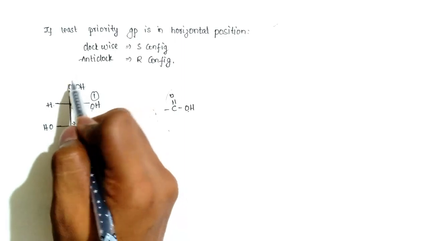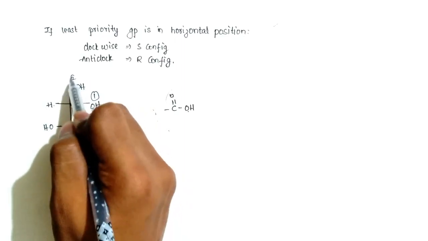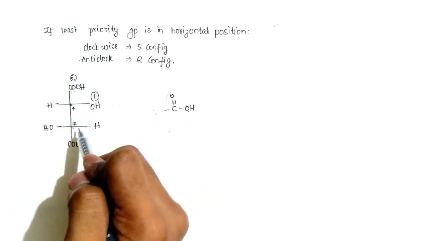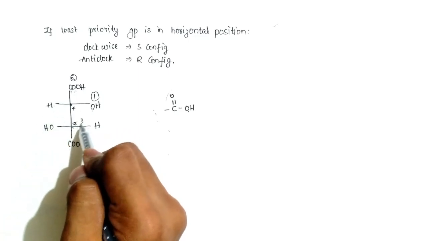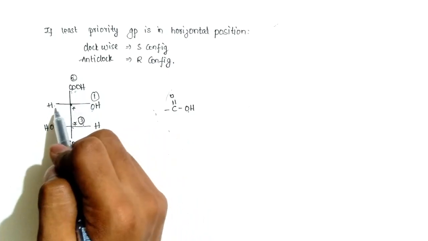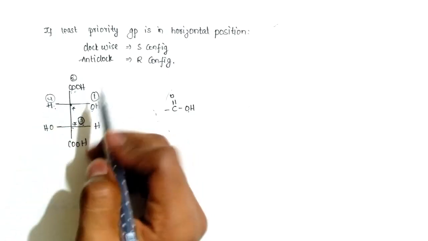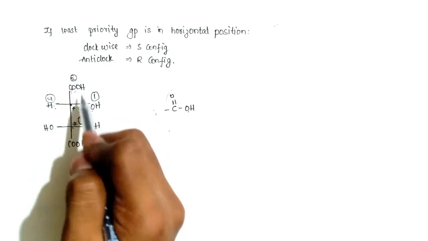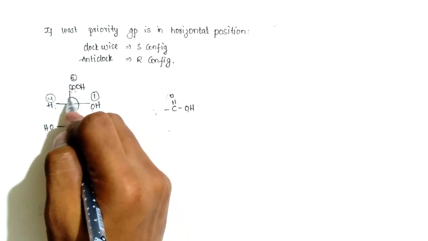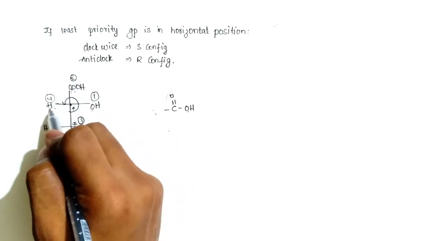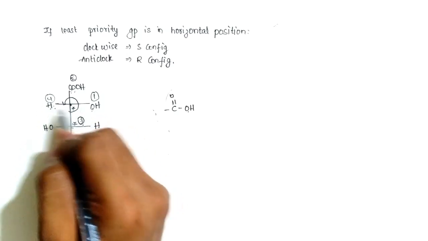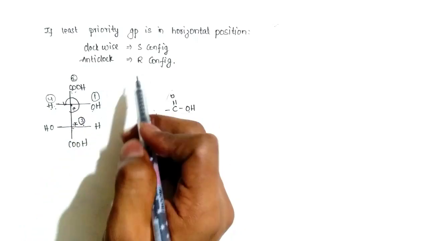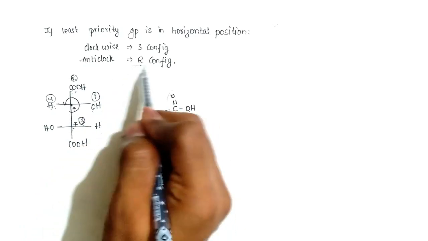So now we will get second priority for the COOH. Third priority will be for this one, because in C and H, C has more atomic number. Third priority is for this one. And fourth priority is this one. And 1, 2, 3 are in anti-clockwise direction, and least priority group is in horizontal position. So R configuration.